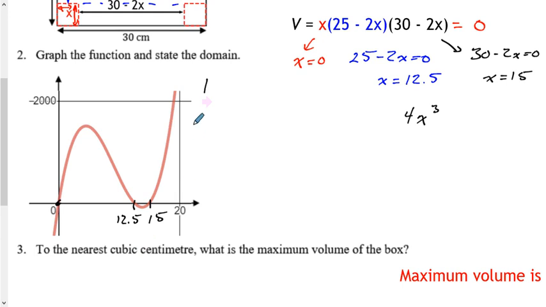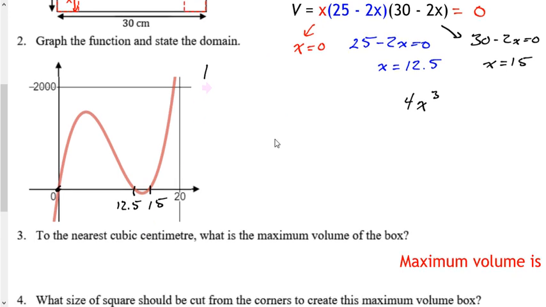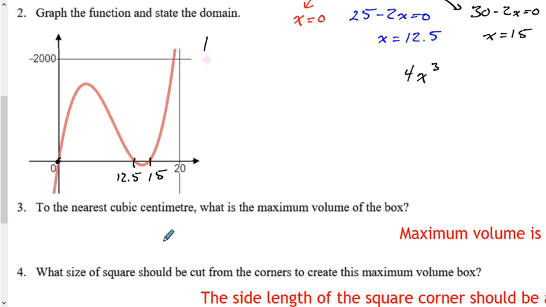Let's look at question 3. To the nearest cubic centimeter, what is the maximum volume of the box? So again, here's where you need to make use of your calculator. With your calculator, we want maximum volume, so we want to know what the y coordinate is. This is what we're looking at for question 3.